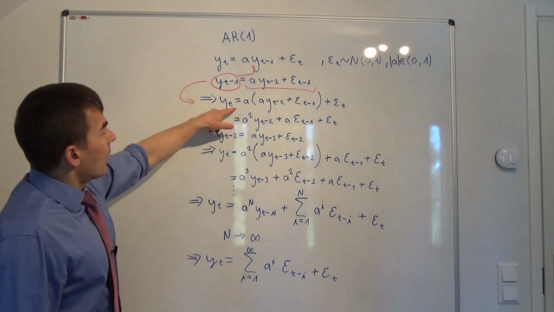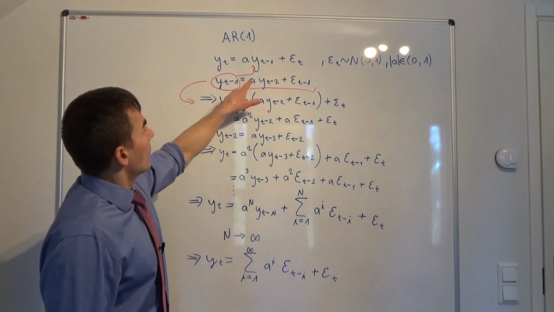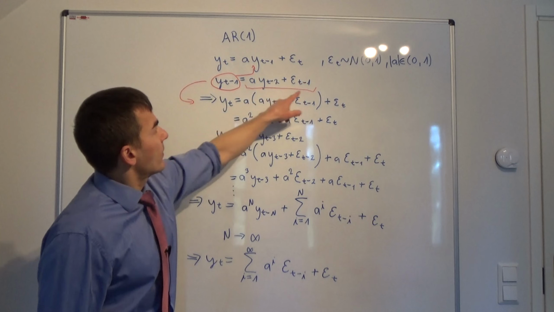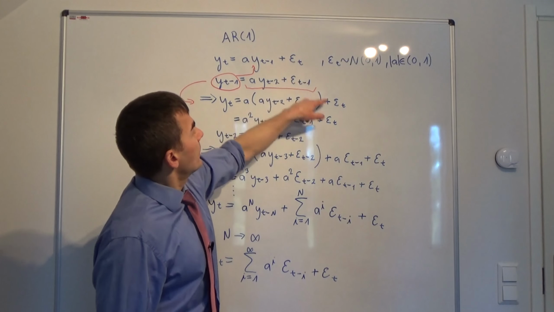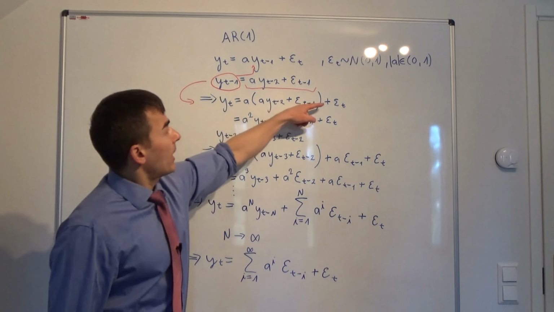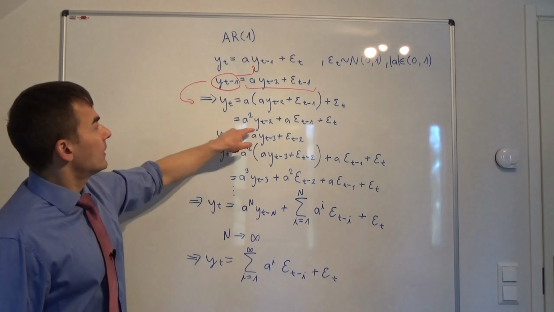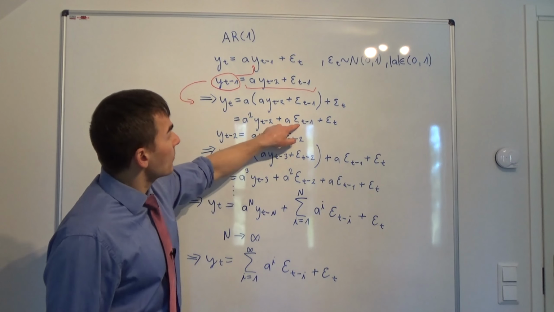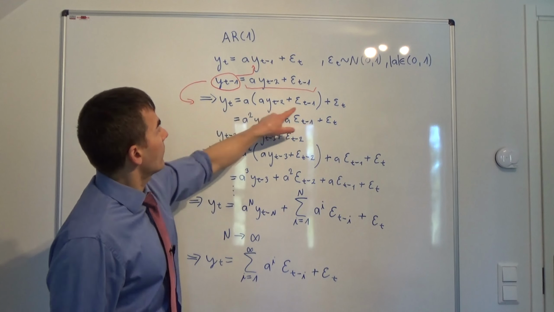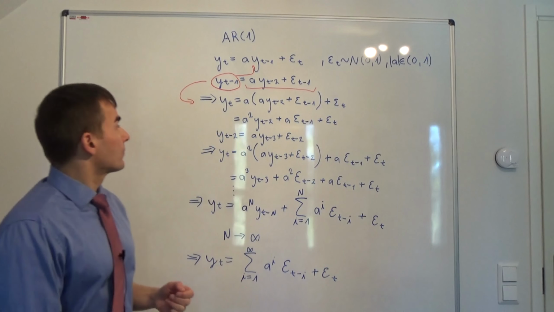So yt is then what? It's a times what is here on the right hand side in parentheses plus the innovation term epsilon t. If we multiply this out here, what we get is a to the power of 2 times yt minus 2, plus a times the innovation process at time t minus 1, plus the innovation process at time t.